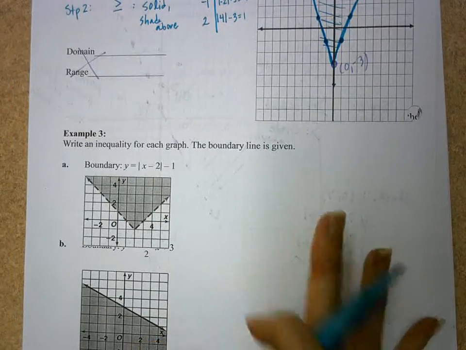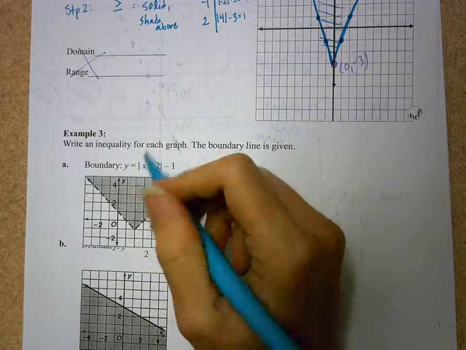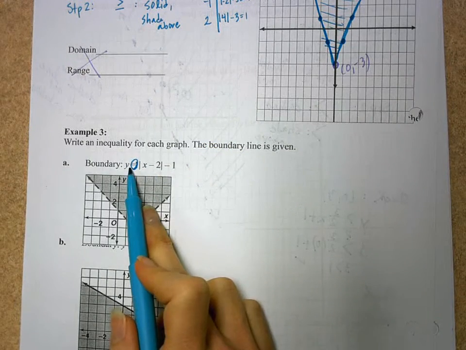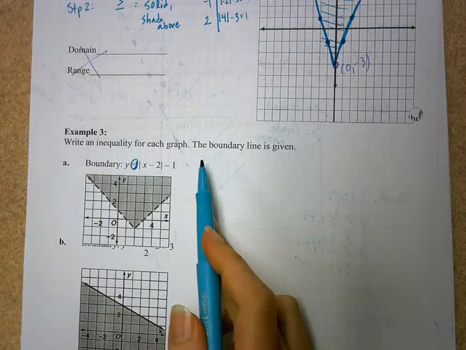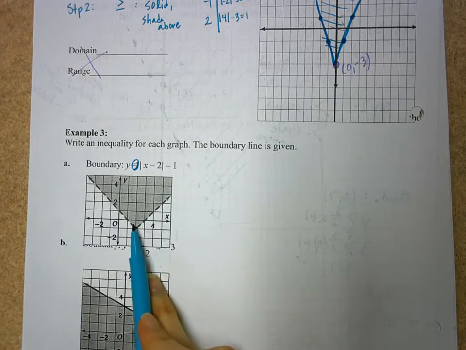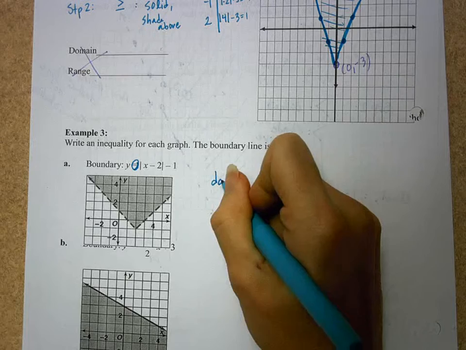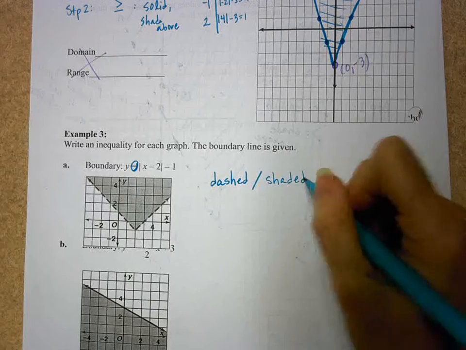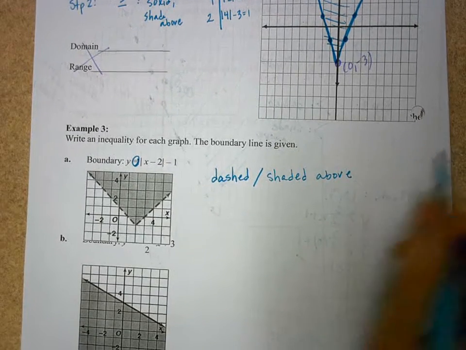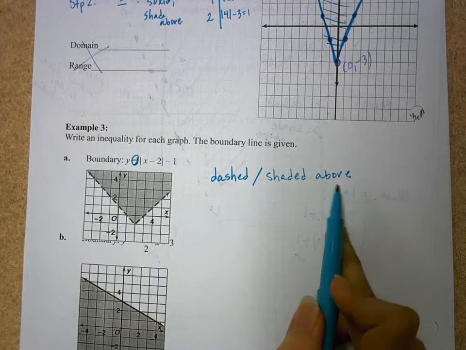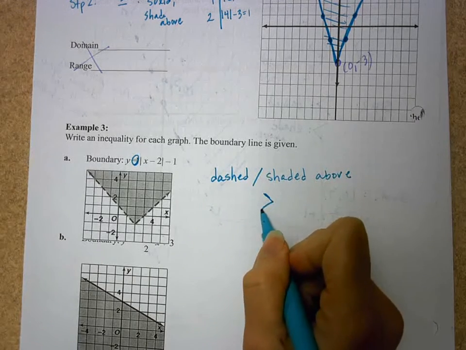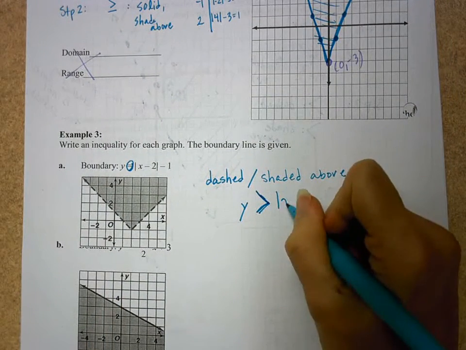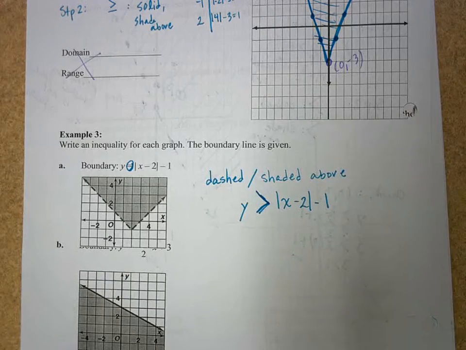Okay, so the last piece that we look at then is, can you determine from the boundary line given what inequality symbol should be placed in place of the equal sign to match the graph? So here's our boundary line. What type of symbol corresponds to a dashed line that has been shaded above the graph? Hopefully you're thinking dashed means there's no equal bar, shaded above means greater than. So we should have a greater than symbol replacing that equal. So we have y is greater than the absolute value of x minus 2 minus 1.